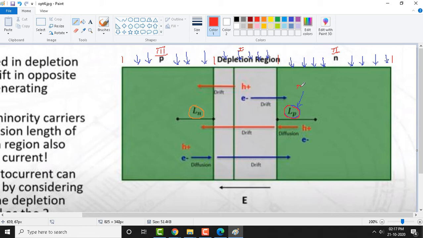Have you come across this diffusion length? Since P is a subscript here, this is the diffusion length for holes. Similarly, Ln stands for the diffusion length for electrons. Why is Ln taken along the P side?